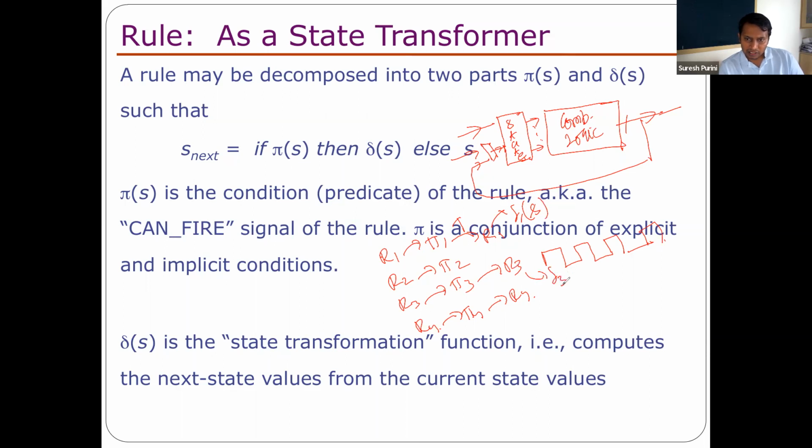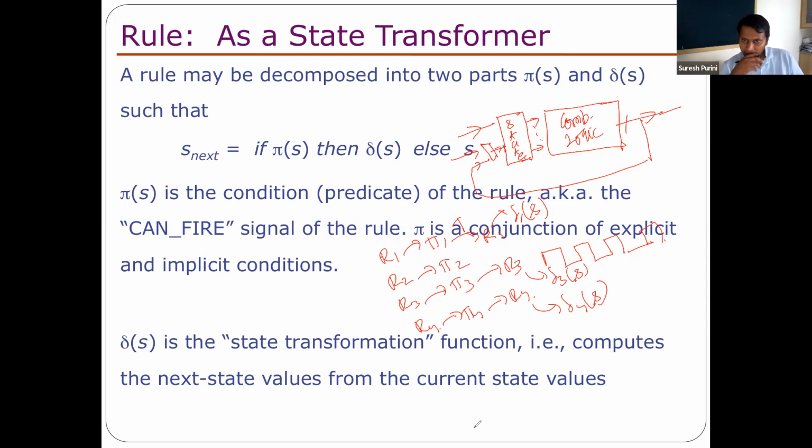For R3, it is delta 3s, and R4, it is delta 4s. So all the rules that get fired can impact the state in a certain way, and how that certain way is how we write the code. So a delta S is a state transformation function that computes the next state values from the current state.